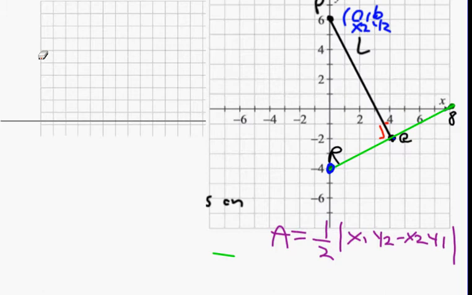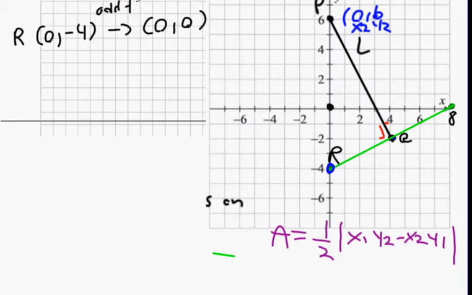So here's how I taught you. What I want you guys to do is pick any point and bring it towards 0, 0. Which point do we choose? We'll choose R because it's easy, isn't it? Just go 4 straight up. So if I go 4 straight up, R, which is 0, minus 4, gets turned into 0, 0. How do I turn it into 0, 0? I added plus 4 to the Y value.